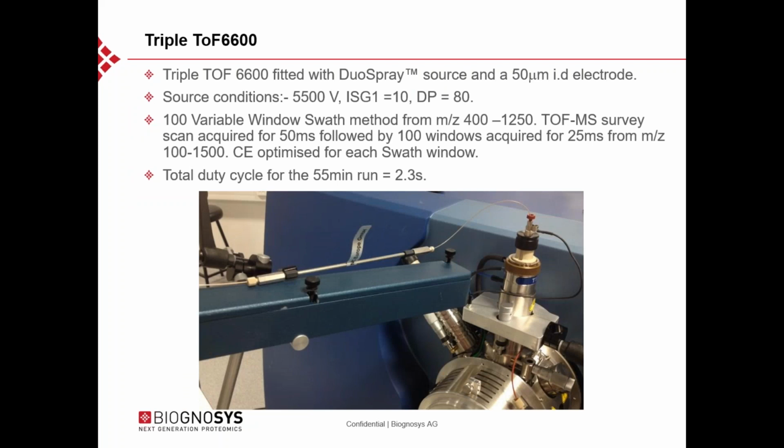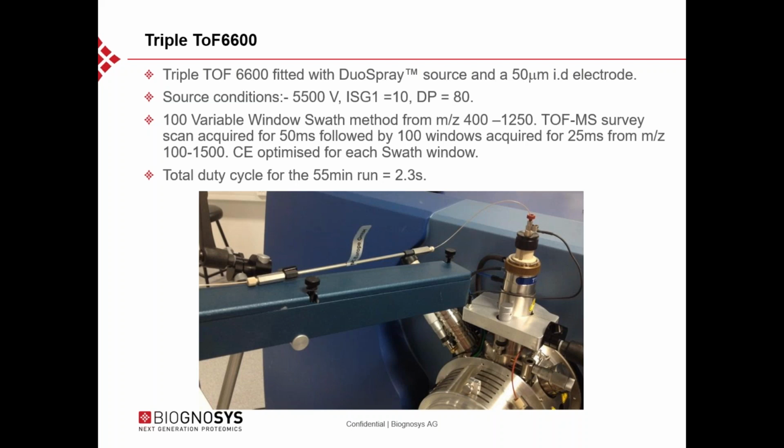The setup with the TripleTOF is that we use the dual spray source, which has been fitted with a dedicated microelectrode, which is 50 micron internal diameter, as you can see on the top of the source here. And it's just connected to the column using a short length of 50 micron PEEKsil.